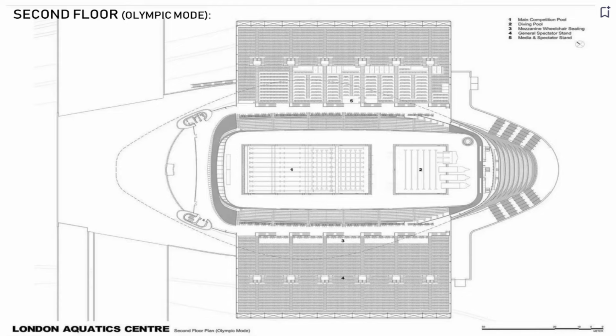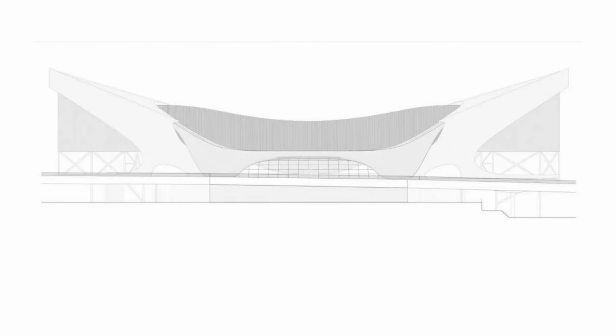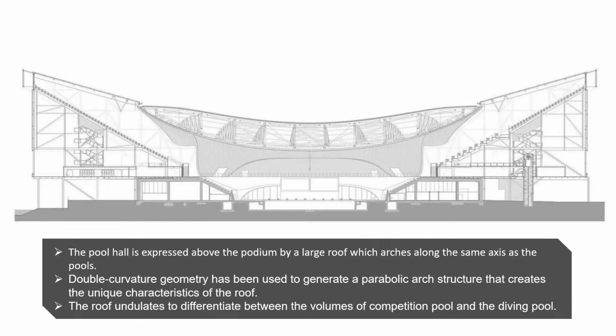The fourth and fifth indicates the wing seatings with general spectator stand and the media and spectator stand. Now let's discuss about the section. So when you see the section in the center on the ground floor, you can see the competition pool and we can see the spectator stands on both sides of the pool.